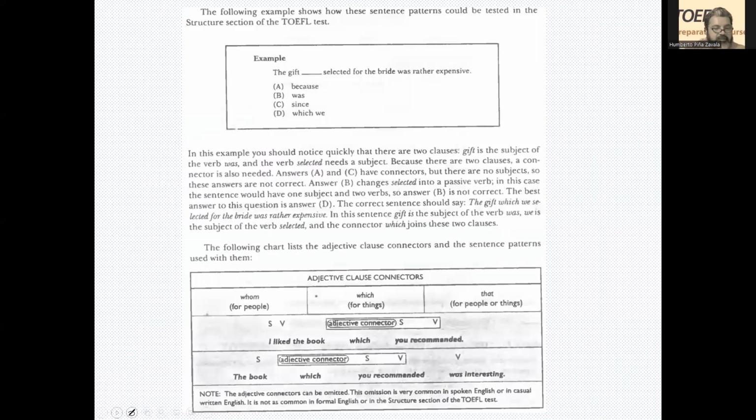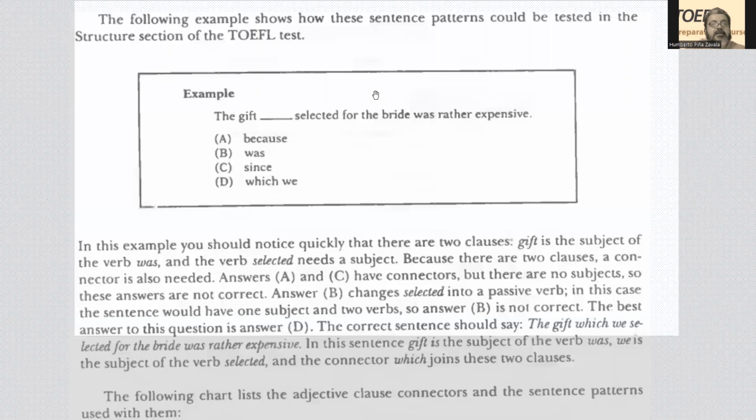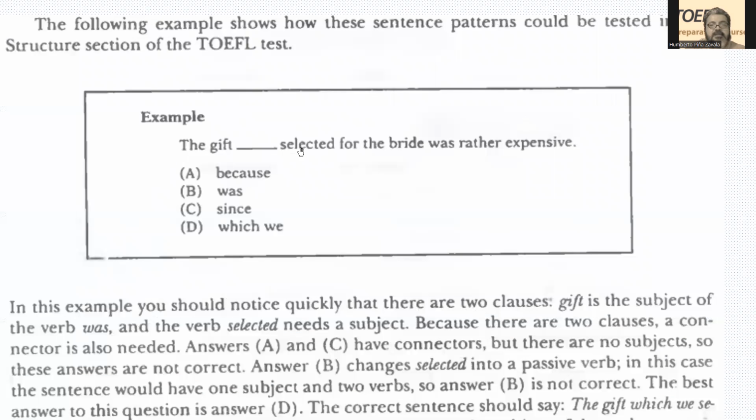All right, let's look at an example of how this works. So again, the gift selected for the bride was rather expensive. So we got the gift, subject, was, verb, rather expensive. So here in this noun clause, we're missing a connector. And we're missing a subject, and I guess it's the verb.